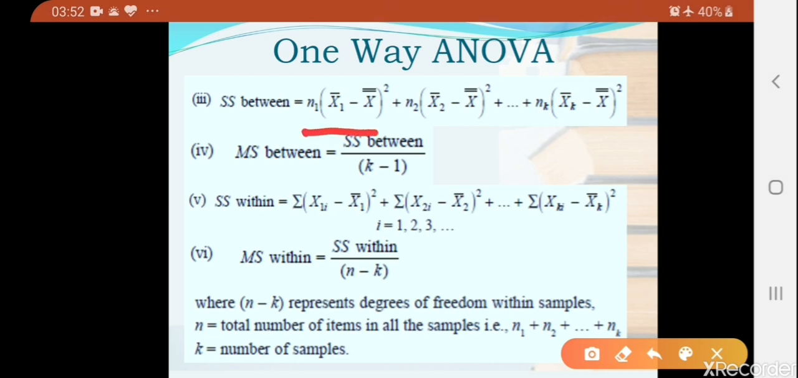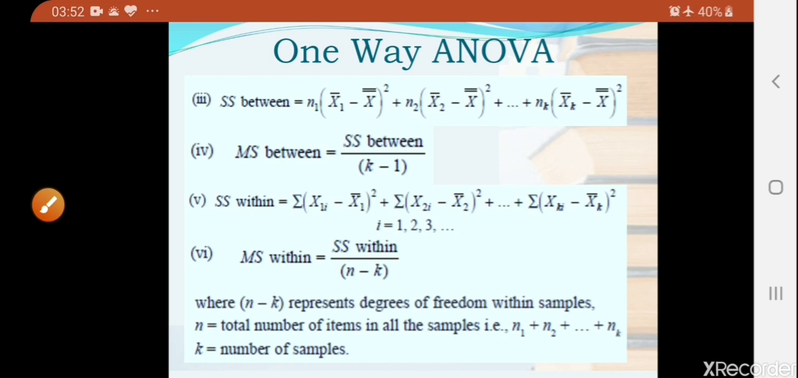So for the first sample, what are the deviations from the grand mean? Its square multiplied by the number of items in it. Similarly for the second sample and third sample, and then we take the summation of all these, that is SS between. Then we divide this SS between by the degrees of freedom. Then it is known as mean square between samples.